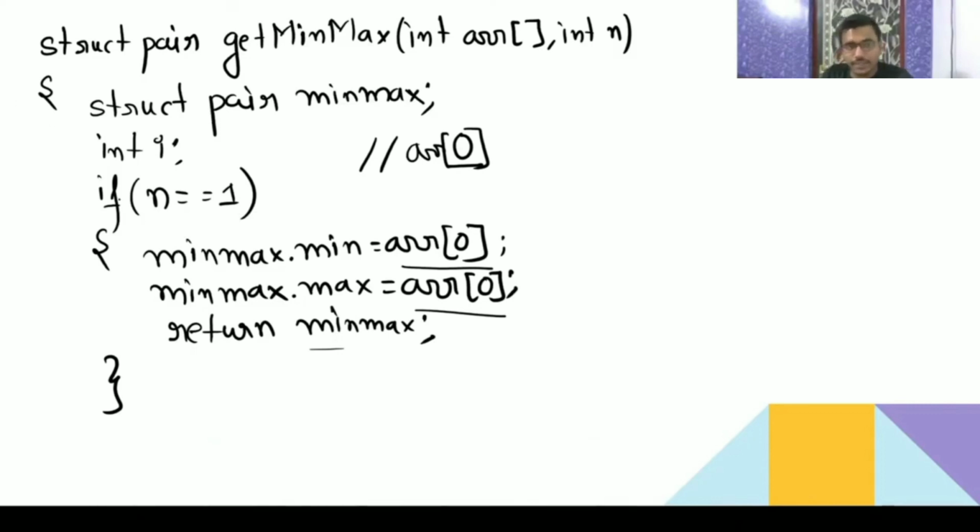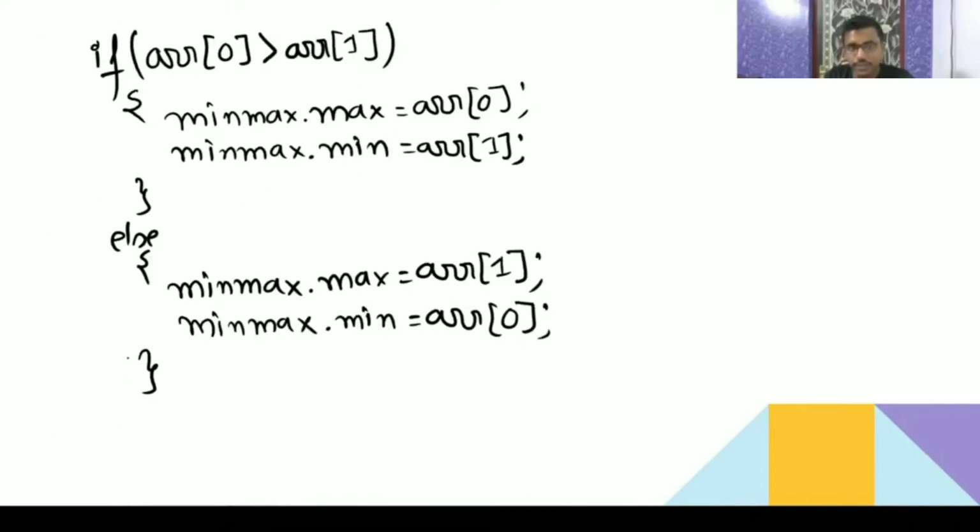Okay, if it is false, then after that statement it is going to execute. So I am checking between the first two elements which one is maximum and minimum. So I need to initialize min and max. If array of 0 is greater than array of 1, then maximum is going to be array of 0 and minimum is going to be array of 1. Else maximum is going to be array of 1 and minimum is going to be array of 0.